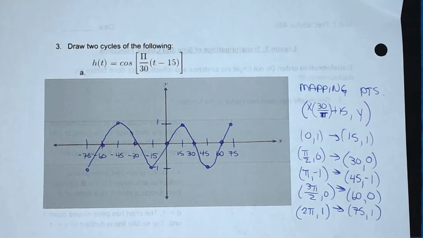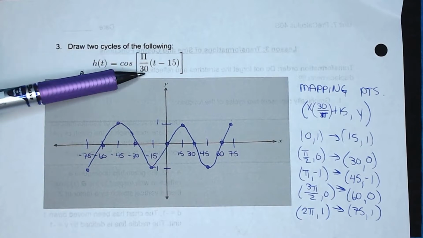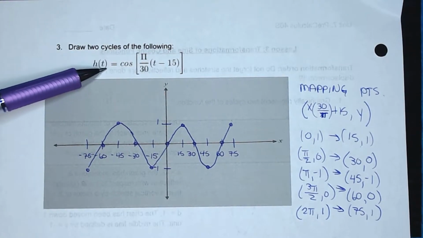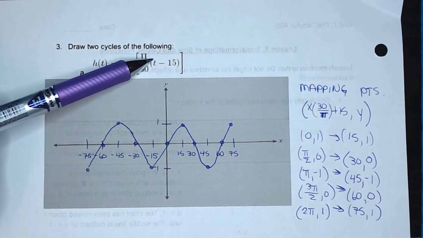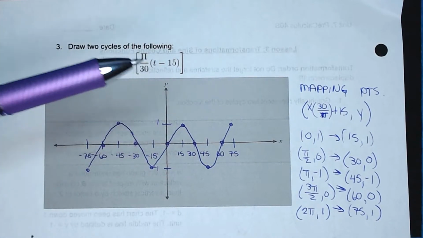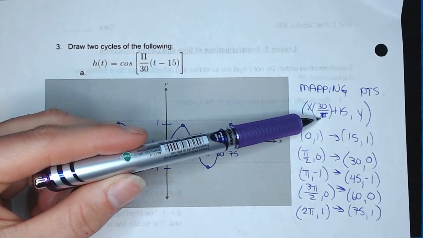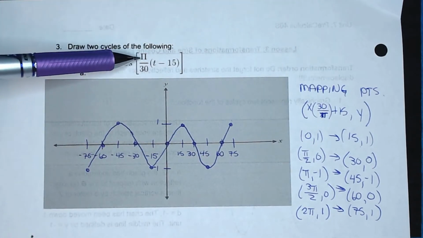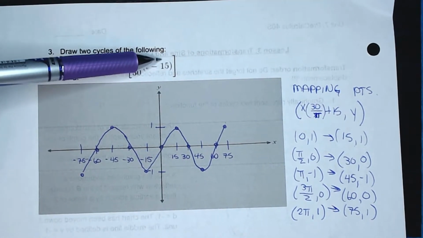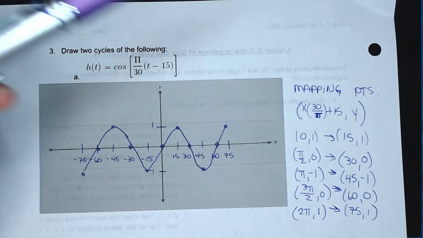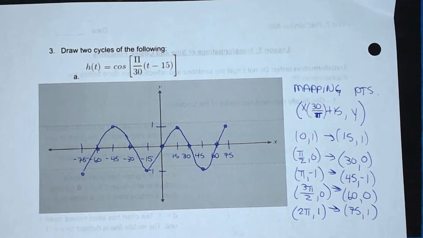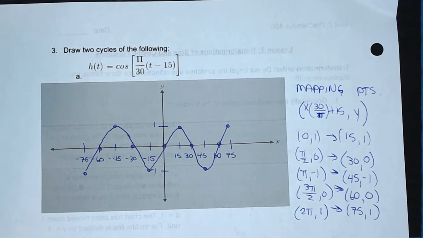On the back of this sheet, we have just 2 more examples. It asks you to draw 2 cycles of the following. So we have cosine of pi over 30 (t minus 15). Remember, this just represents y, and this spot is x. So our points will go to x times 30 over pi plus 15, from B and C there. And then our y coordinates stay exactly the same because there's no value of A or D. So you can just pause the video and copy down this example.